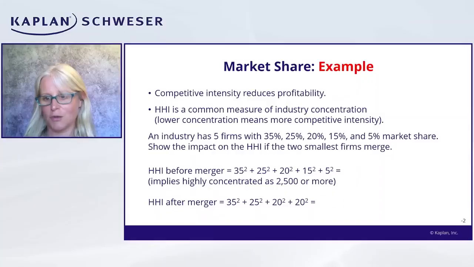Okay, so before and after. Before 2,500, and industries with these indexes over 2,500 are deemed to be highly concentrated. So anything that increases the HHI after that is going to be looked at. It's gone up by 150 after the merger.